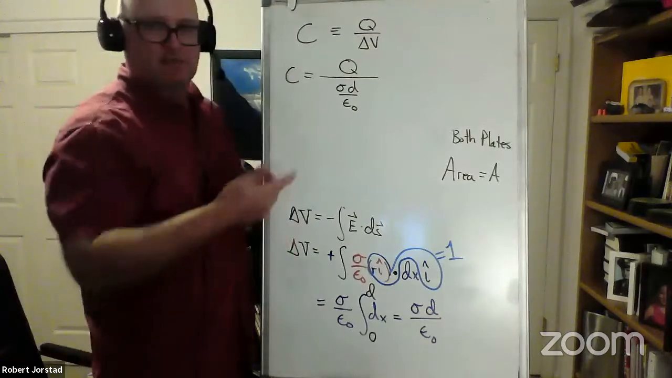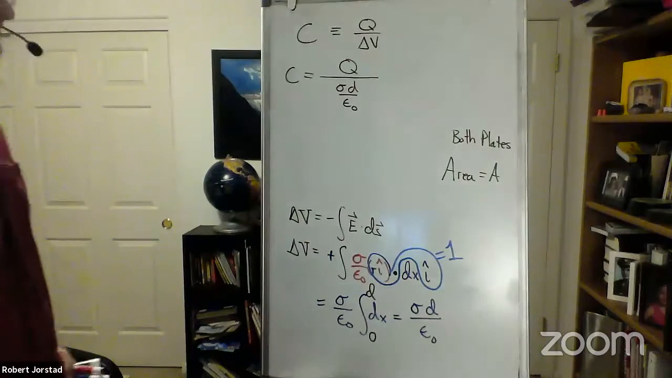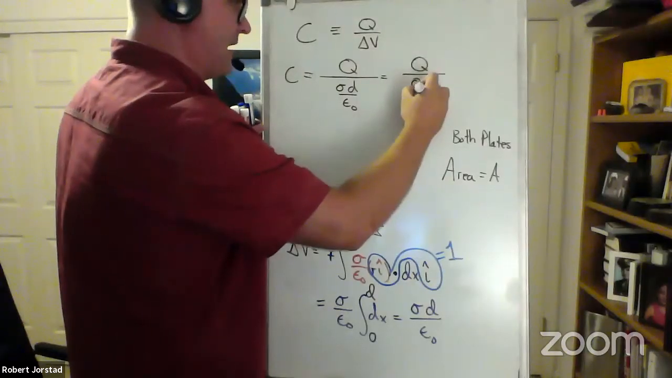Two of these symbols are related in here, though. Which two? Q and sigma. So what's sigma? Q divided by A. Yep. So that's how you get the Q out of there.